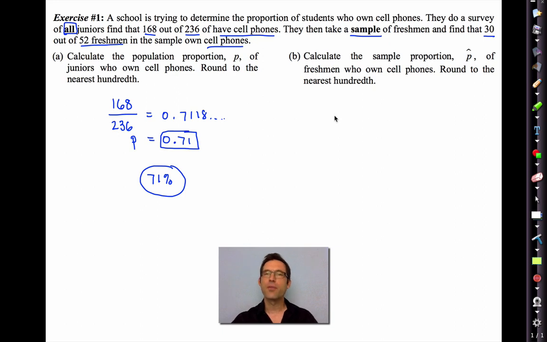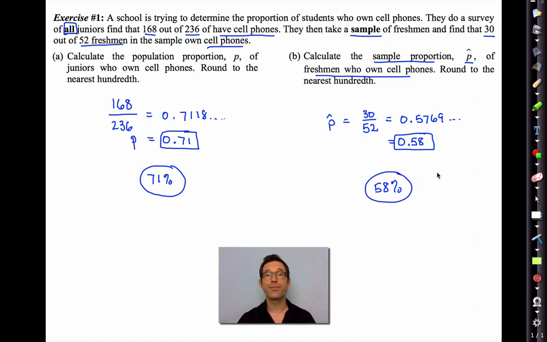On the other hand, in letter B, it says calculate the sample proportion, not the population proportion, p hat, of freshmen who own cell phones. All right, so again, here it's exactly the same calculation. There's nothing funky going on. Right, but we get 0.58, right, which is 58%.